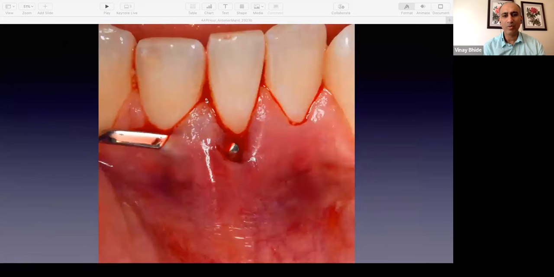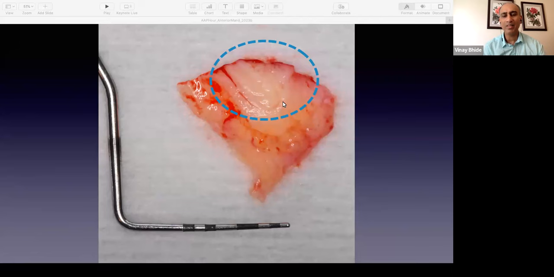We prepare our tunnel. This is very, very key for this procedure. Prepare our tunnel sufficiently. We then harvest the graft from the palate where we leave an epithelial island, which conforms pretty precisely to the area of exposed root surface. We then place our graft into the tunnel and secure the tunnel and hold everything in place nicely.